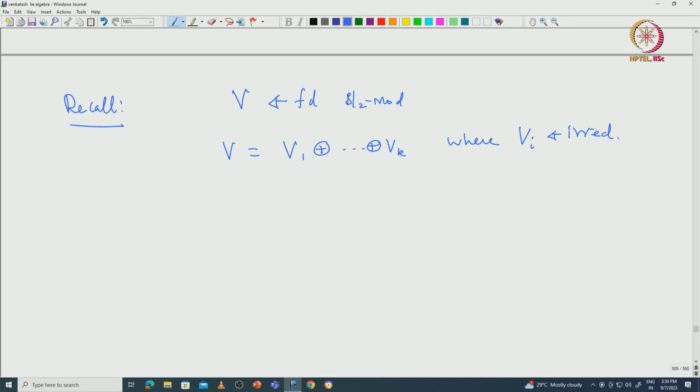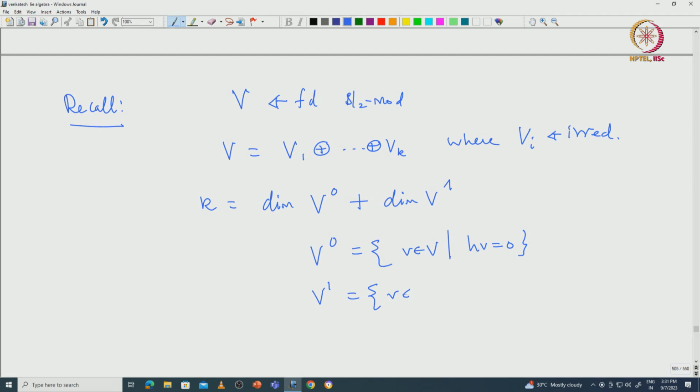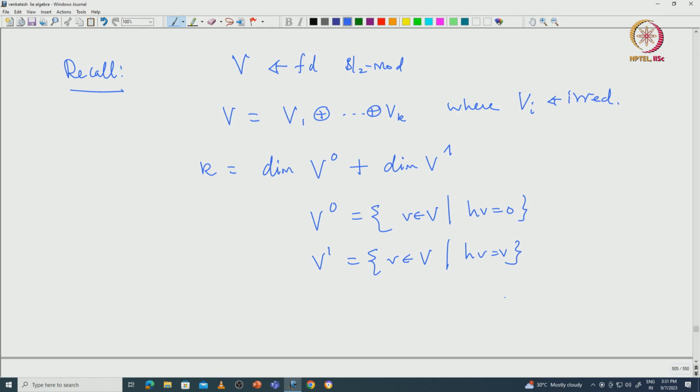Then if you want to compute the number of components k inside V, you can easily see that this will be exactly equal to the dimension of V0 plus the dimension of V1. So, what is V0? V0 is the set of vectors v in V such that Hv is killed, and V1 is the set of vectors v in V such that Hv acts as identity. So, what is the meaning of that? This is the eigenspace corresponding to the eigenvalue 0, and this space is the eigenspace corresponding to the eigenvalue 1.